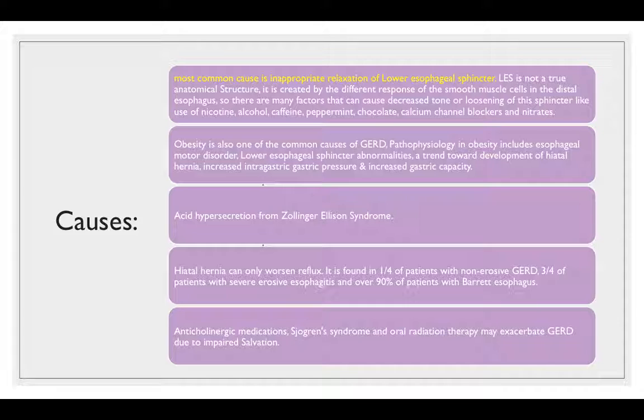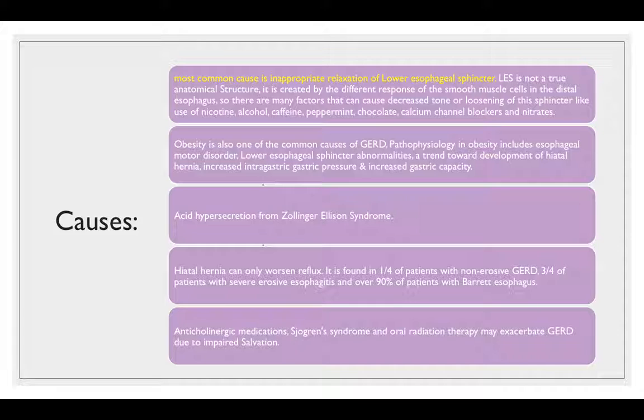It is created by the different response of the smooth muscle cells. Actually, it is composed of smooth muscle cells. So because of the contraction of the smooth muscle cells, this sphincter is going to be produced. So definitely it's created by different response of the smooth muscle cells in the distal esophagus. So there are many factors which are going to affect this, like they can decrease the tone or loosen the sphincter.